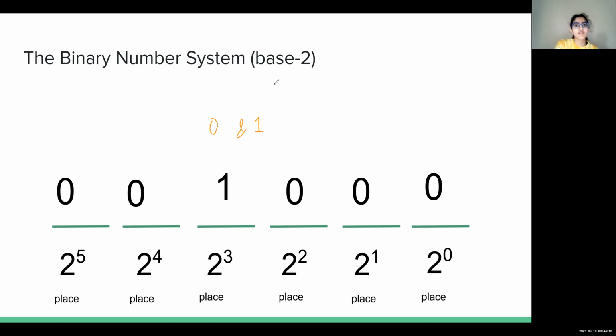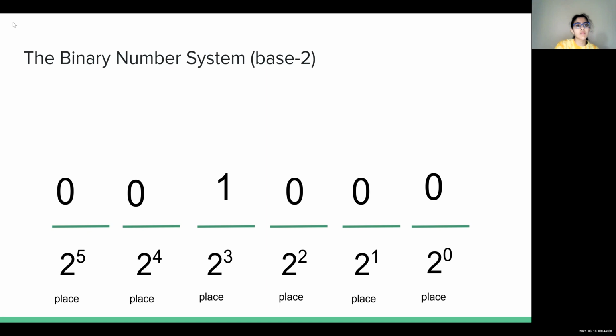Right. So a question for everyone. How would you represent the number that's on the screen in base 10? So using the place values, try to represent it in base 10. To express this in base 10, just compute the value of this. That's all you need to do.